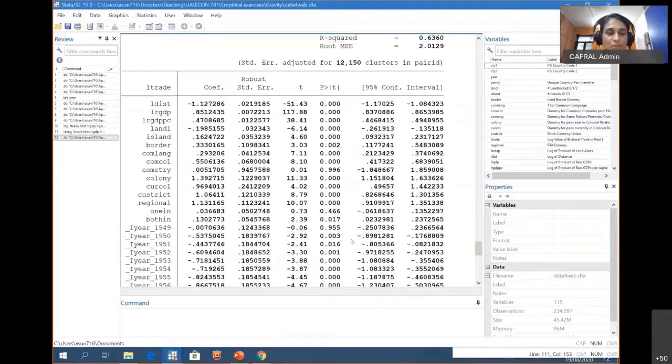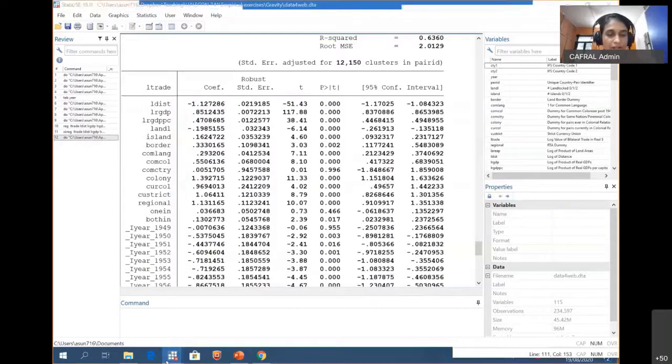Anyone? How should I improve this? What should I be putting in? Yes, very good. Multilateral resistance is not in here. I should be using importer and exporter fixed effects. The second thing I need to do is I haven't corrected for selection here, right? So zero trade flows, extensive margin, none of that fancy stuff I have done.